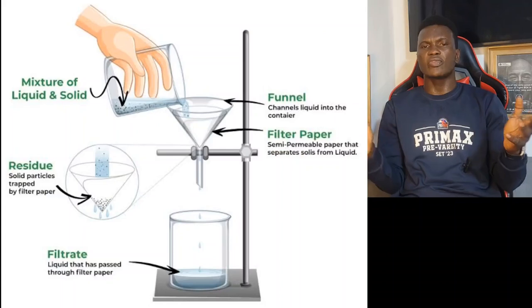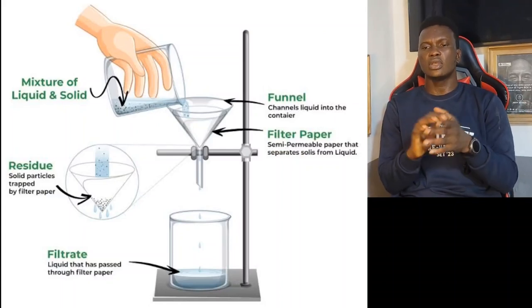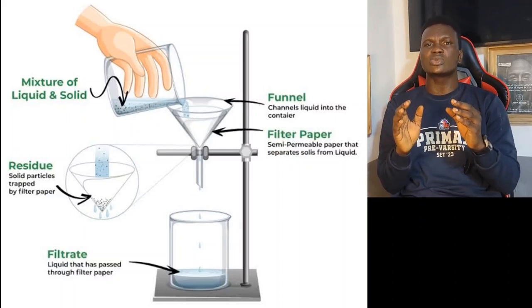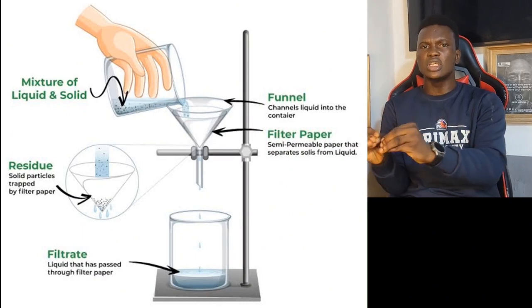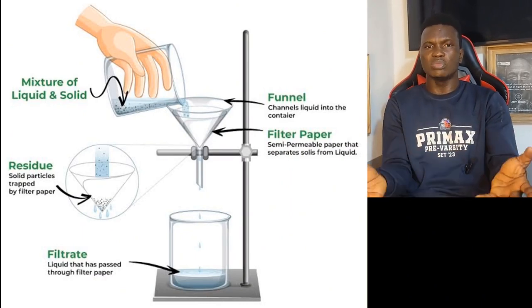So we're going to quickly look at the types of separating techniques, the principles used in the separating techniques, and how separating techniques are carried out. So for example, number one is filtration. You carry out filtration where you are trying to separate an insoluble solid from its solution or from its mixture.